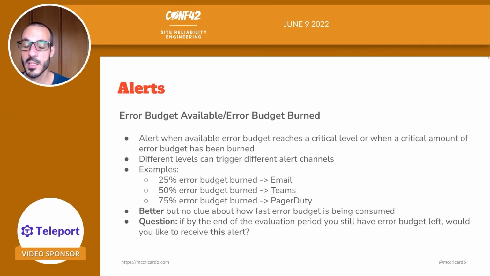Probably not, because if we consider that we are still within the bounds of what my users consider to be reliable, I wouldn't want to be woken up at 3 a.m. in the morning to fix something that actually doesn't need to be fixed. But yet, we still don't have a clue about how fast my error budget is being consumed. And this means that maybe I received an alert that 75% of the error budget has been burned, but it's been burning so fast that we're actually going to get in trouble.